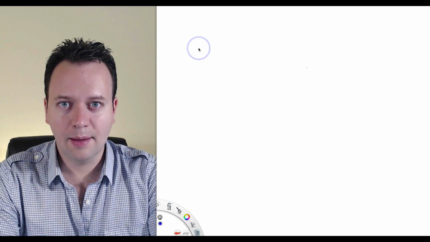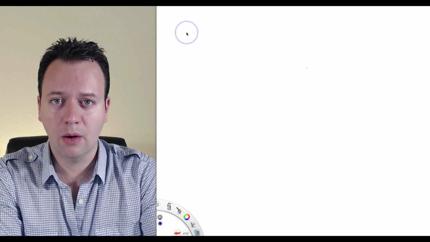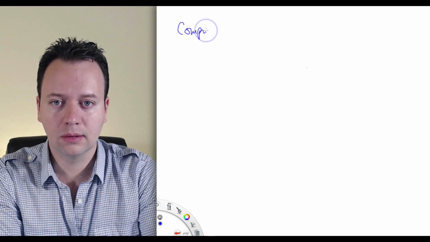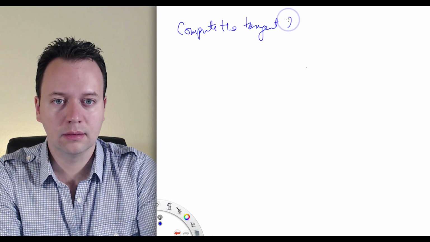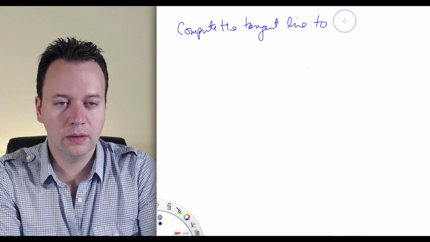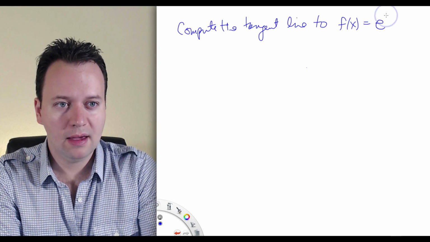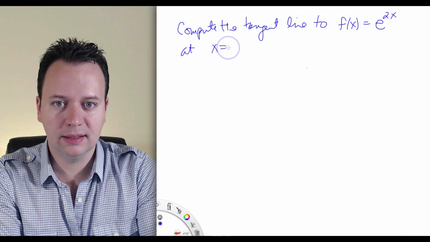So let's see an example of this. Suppose we're given a function, and we would like to compute the tangent line to that function. So compute the tangent line to the function f of x is equal to e to the 2x at x is equal to 0.